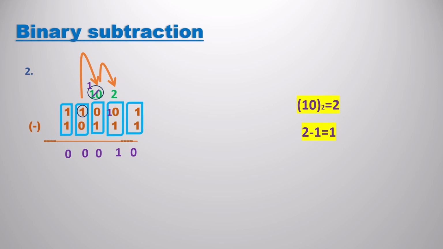It will donate 1, so it becomes 1, and it will donate 1. After donating, in the final step it becomes 2. In the final step, 2 minus 1 is equal to 1. Finally the next column becomes 1 minus 1, which is 0. The last one donated 1, so it is 0. Then 0 minus 0 is 0. And the last column is 1 minus 1, which is 0.